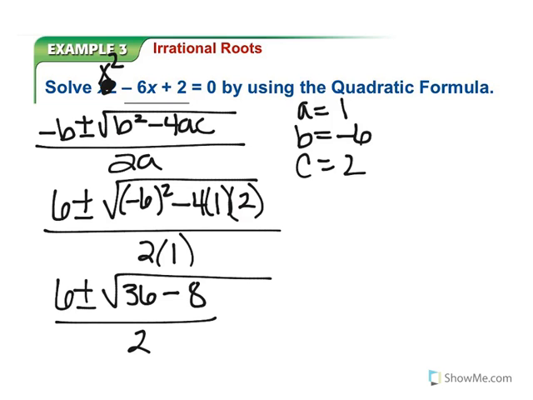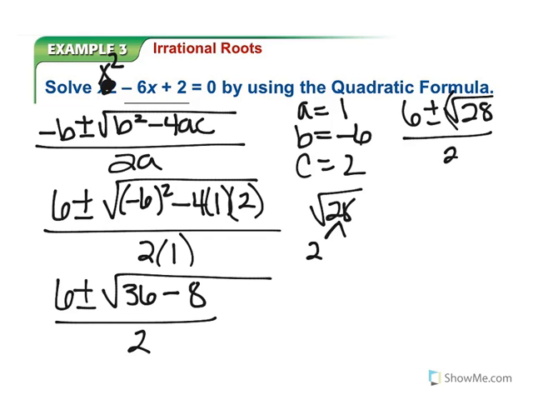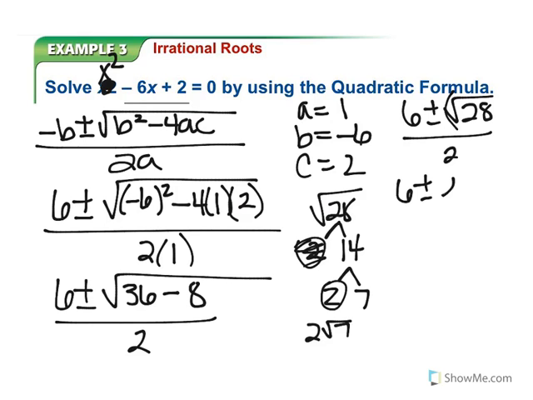Then we're going to take 36 minus 8. We get 6 plus or minus the square root of 28 divided by 2. So we need to actually simplify the 28. Remember, you can do this by your tree. We have 2 and 14, 2 and 7. 2's are partners. 1's going to die, 1's going to break out, so we have 2 square roots of 7. So we can rewrite this as 6 plus or minus 2 square roots of 7 divided by 2.